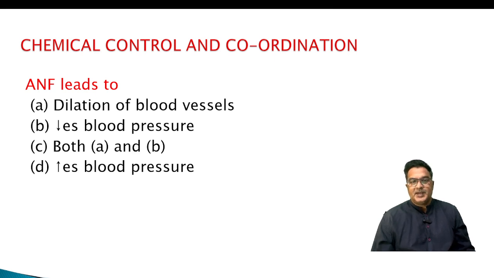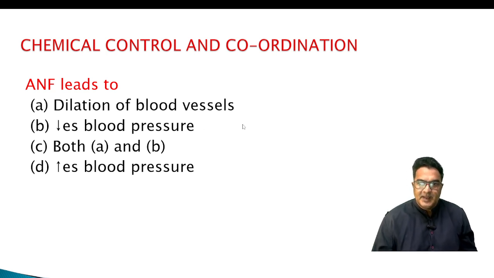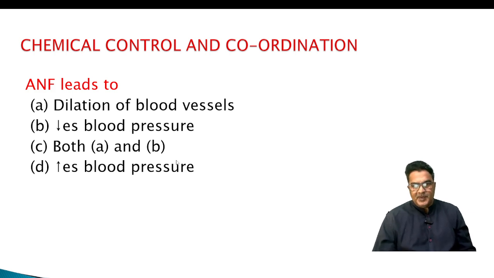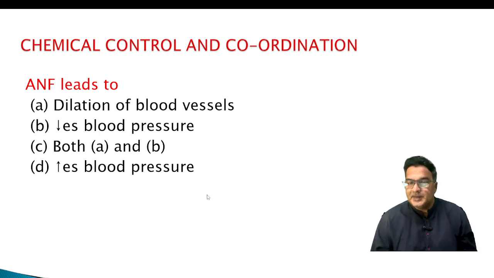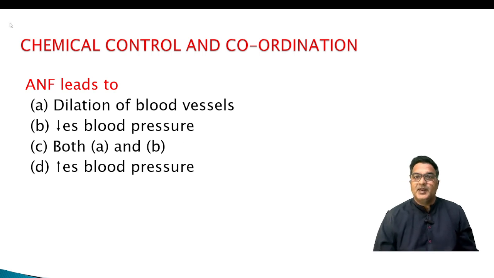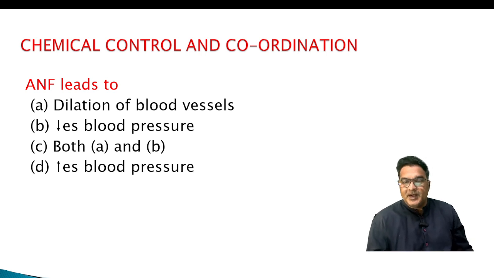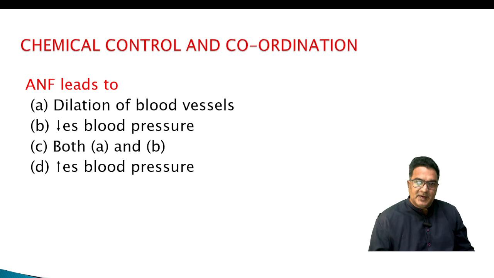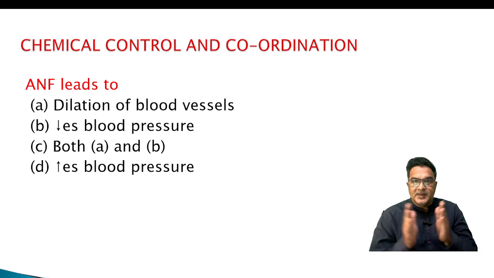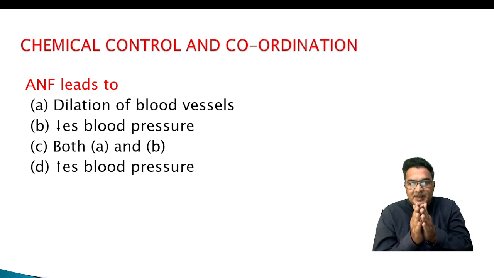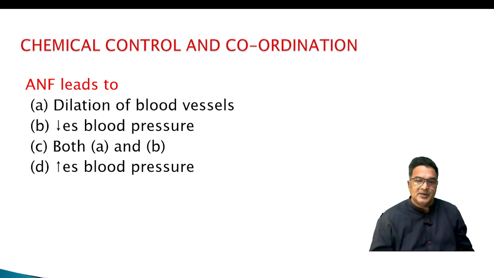ANF leads to: dilation of blood vessels, decreases blood pressure, both A and B, increases blood pressure. Atrial natriuretic factor will be released in our body when, for example, we drink a large amount of water, the blood becomes more diluted, and blood pressure increases. At that time, ANF will come and make the dilation of blood vessels. When blood vessel is dilated, blood pressure is going to decrease. So, dilation of blood vessels and decreasing blood pressure.